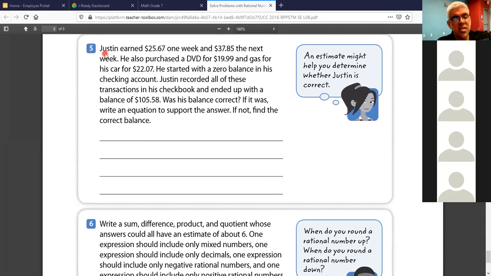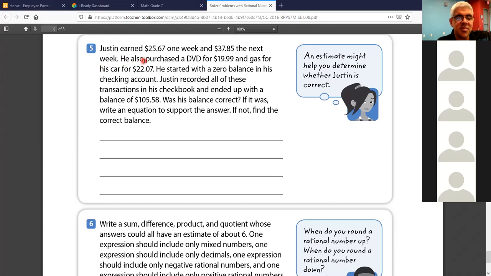Okay, Justin earned $25.67 one week and $37.85 the next week. So this is earnings. Are they pluses or minuses? Are they going to be positive numbers or negative if it's money I make? Positive. Yes. Thank you.